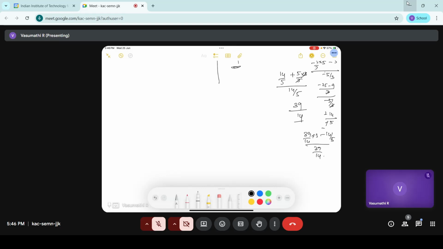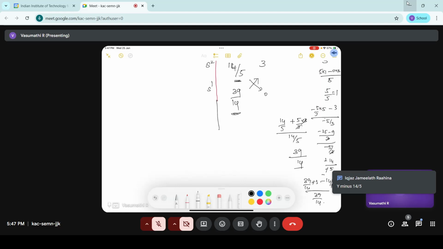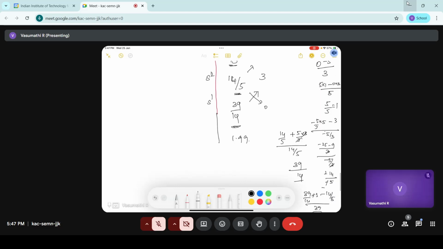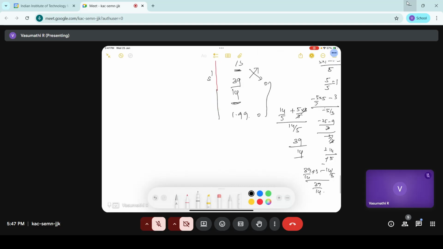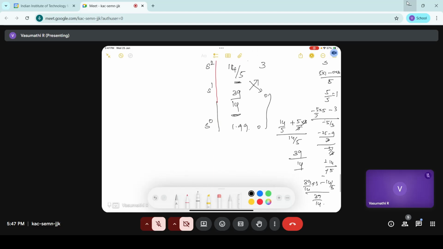2.78 into 3 minus 15 by 5, 5.54 divided by 2.78. This will give you 1.9. Right. Okay. So these two terms are zeros. I'm left with this. So this belongs to s power 0.